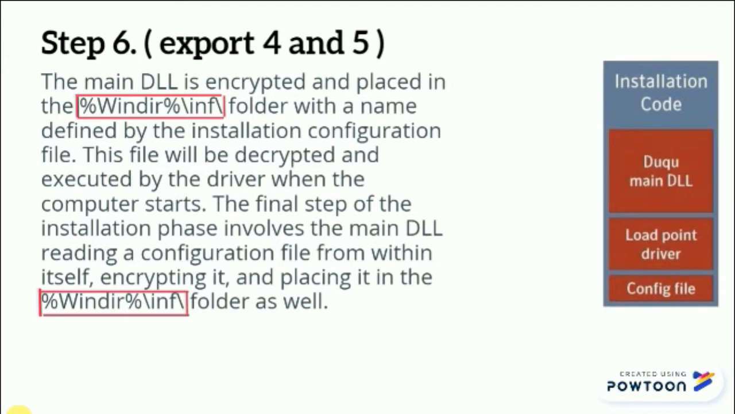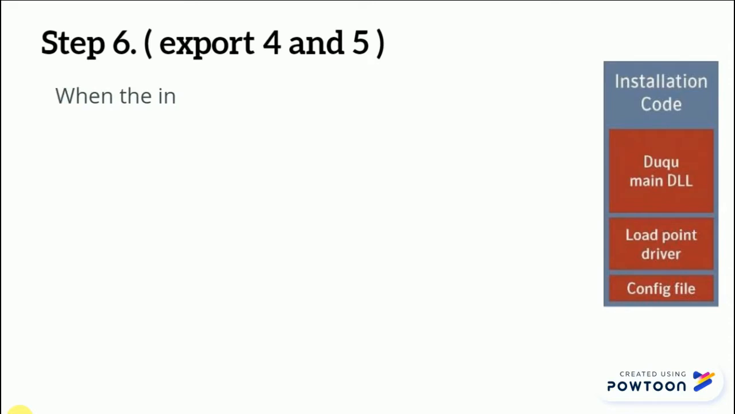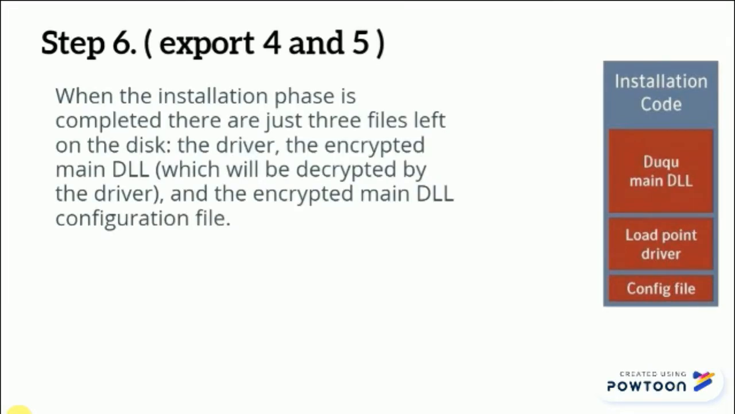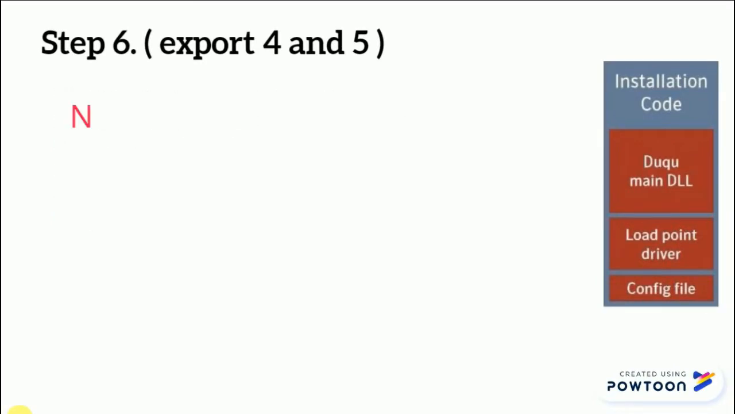The final step of the installation phase involves the main DLL reading a configuration file from within itself, encrypting it, and placing it in the same folder as well. When the installation phase is completed, there are just 3 files left on the disk: the driver, the encrypted main DLL, which will be decrypted by the driver, and the encrypted main DLL configuration file. Now Duqu is installed.